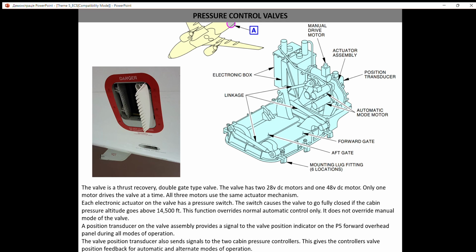So here in more details you may see its design. We have electrical motors that provide a motion of linkages that will open or close our gates, and you may see them in open position on the fuselage board.